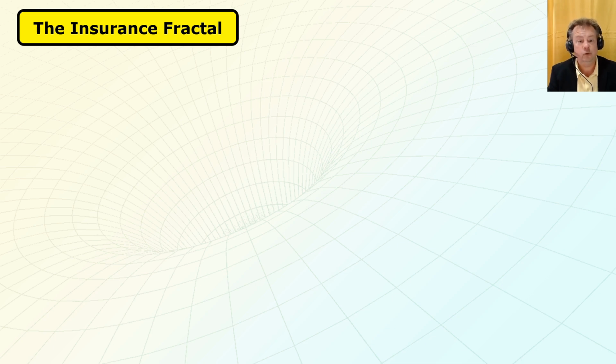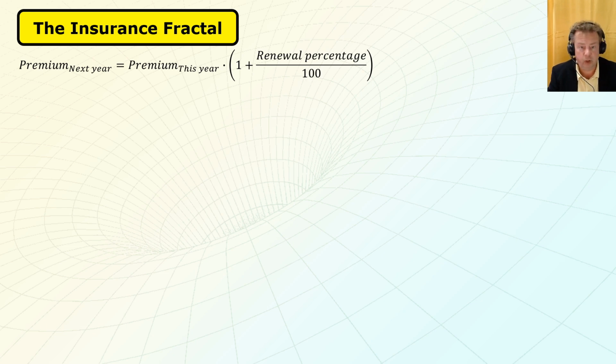Today we are going to talk about the insurance fractal. Let's start with a very simple equation in insurance. This is the one. We calculate the premium of a certain insurance policy for next year by taking the premium of this year and adding a percentage, a renewal percentage.